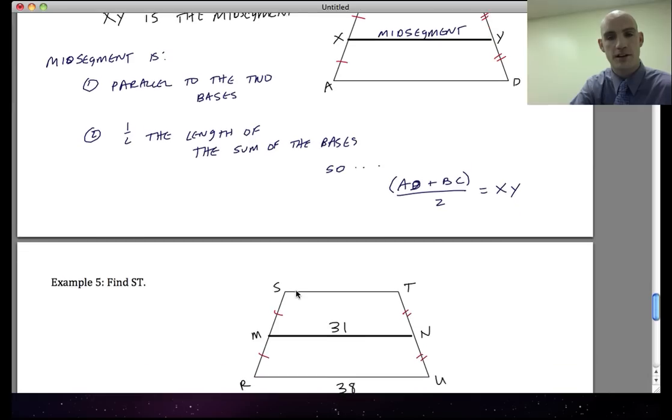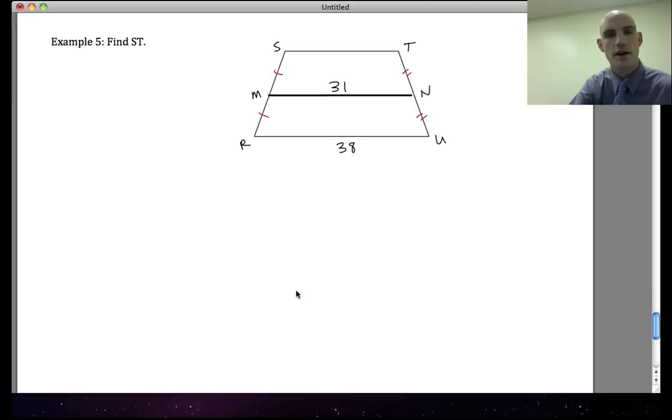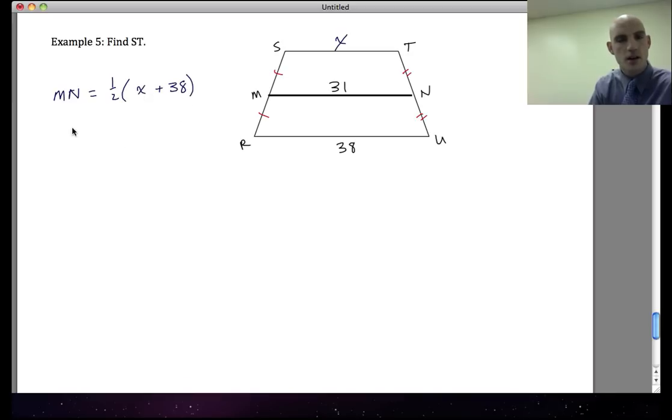Let's solve one problem with this. We want to find ST. So ST we're going to label with an X because we don't know it. But we know that the mid-segment, MN, we know it's the mid-segment because it directly divides each of the legs in half. MN is equal to 1/2 the sum of the bases, X plus 38. Or we could rewrite this as MN is equal to X plus 38 over 2.